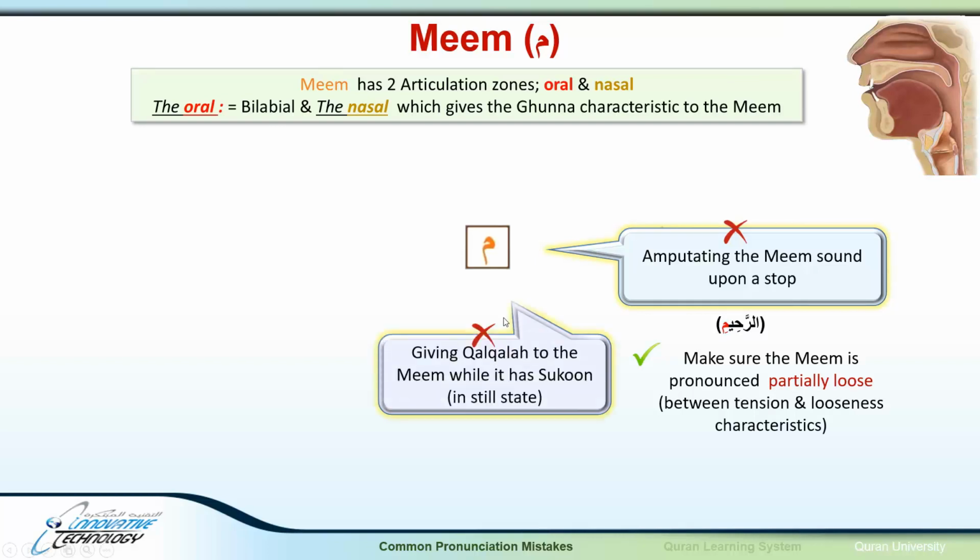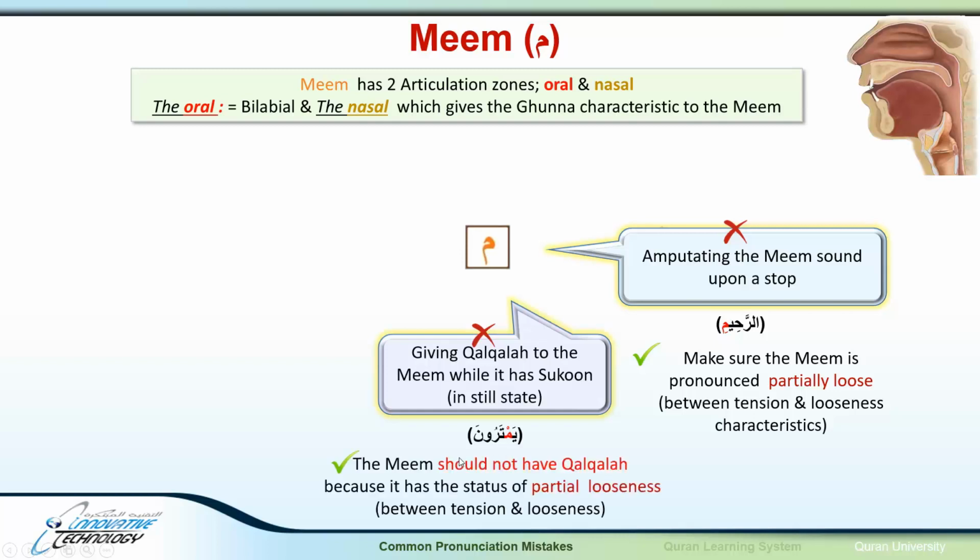The second common mistake is giving qalqala to the Mim while it has sukoon, while it's in the still state. Yamtarun, yam. This is wrong. The right way of pronouncing it is like this. يمترون Yamtarun. We don't say yam. So there should be no qalqala given to the Mim.